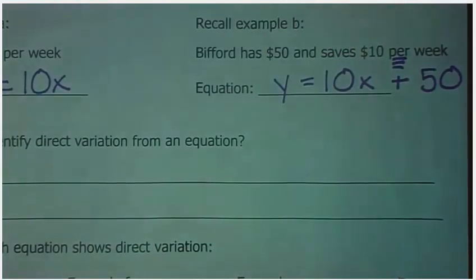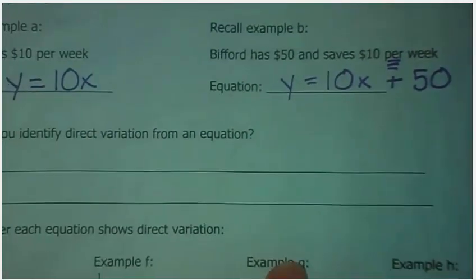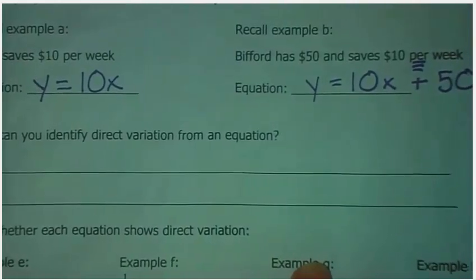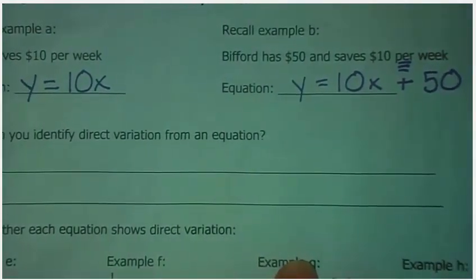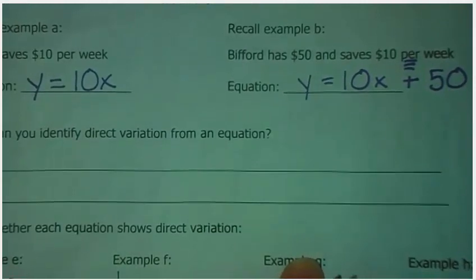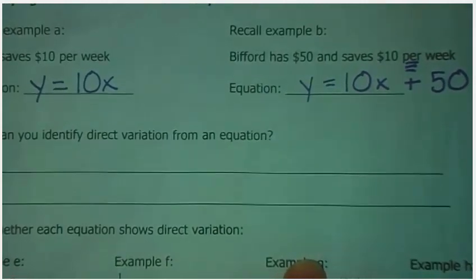So look at these two equations. They look similar in that they both have a 10x. But remember, Biff's got that little something extra. He's got that extra 50 bucks. So how can we identify direct variation from an equation?